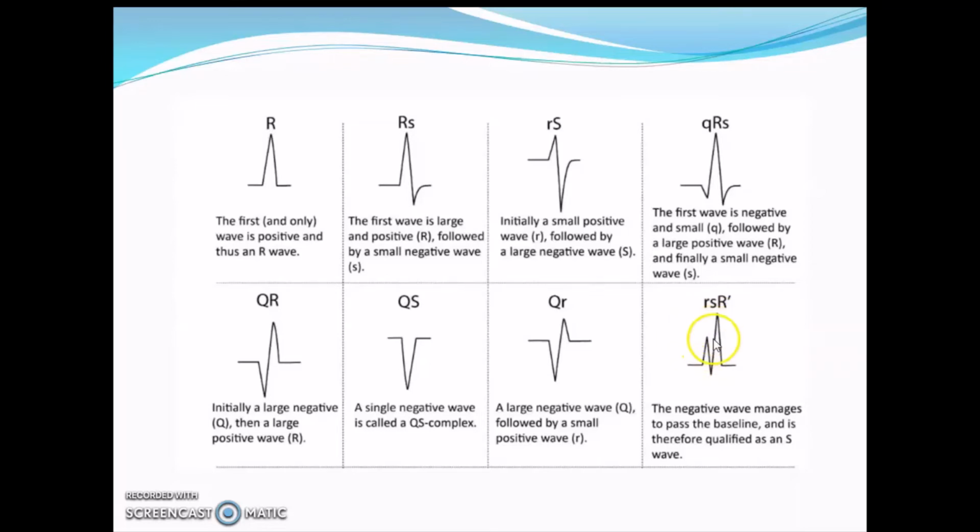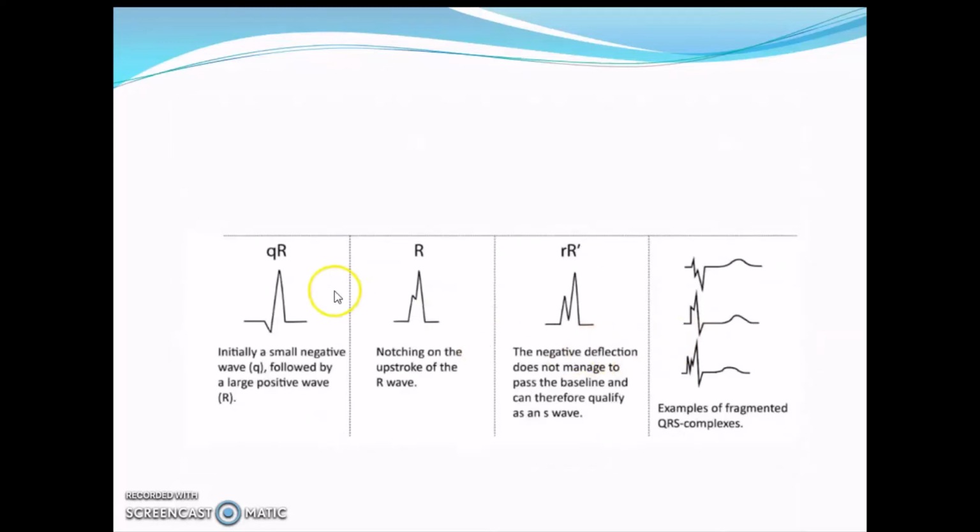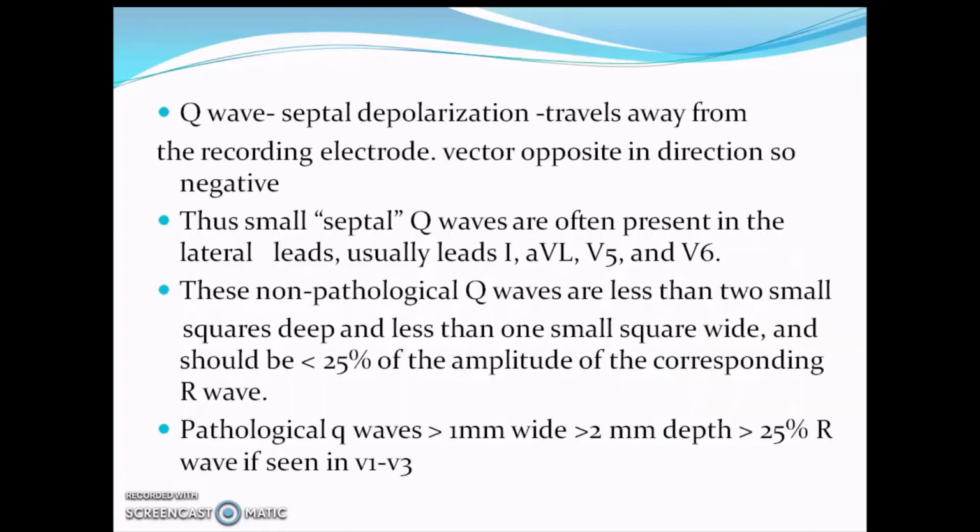As the terminal second positive wave is taller, we use small r, S and capital R, the rSR dash pattern. This is a QR pattern, this is an R only pattern, this is an R dash pattern. Here there are no negative waves, only positive waves, two positive waves, but the negative deflection does not touch the baseline, so we cannot call it RSR. This is an example of fragmented QRS complexes, which is seen in bundle branch blocks.